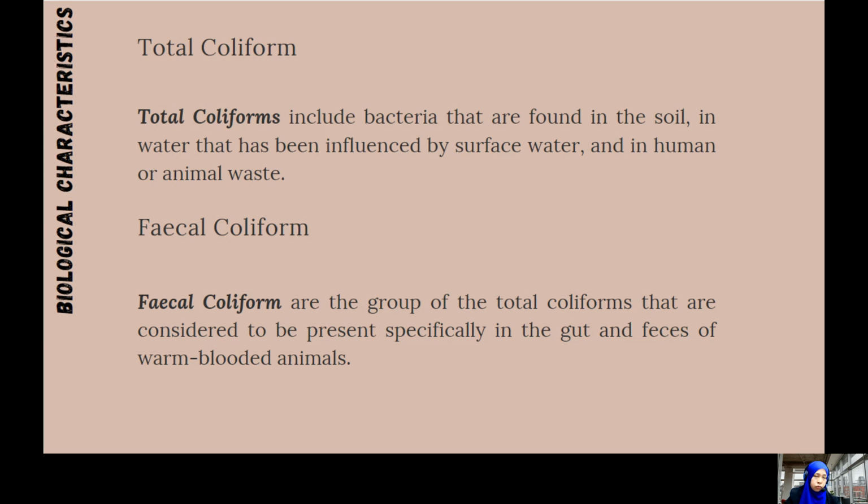The last one for water characteristics is biological characteristics. As we can see, this is the total coliform. What is the total coliform? Total coliform includes bacteria that are found in the soil and in water that has been influenced by surface water and by human or animal waste.